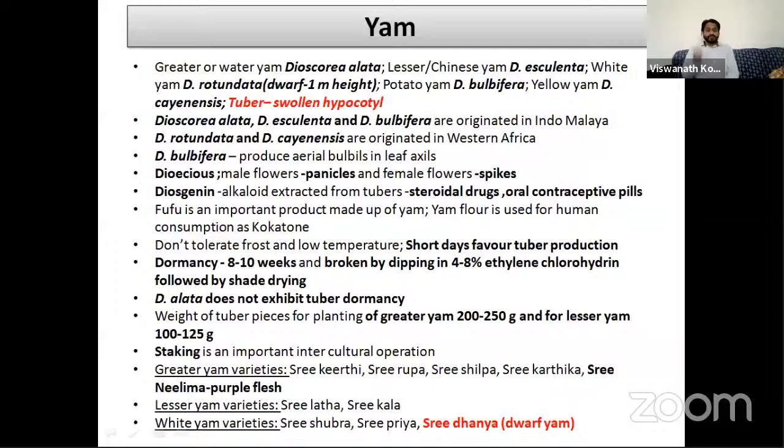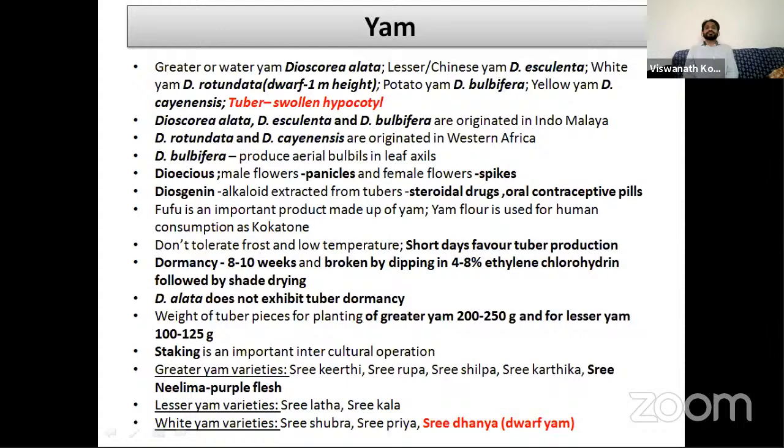Generally the above ground portion of the yam is a vine. So it requires staking. Staking is a very important intercultural operation in yams, greater yam and lesser yam, because the vine grows up to the length of 8 to 10 meters. So staking is required in case of yams. Staking is an important intercultural operation.